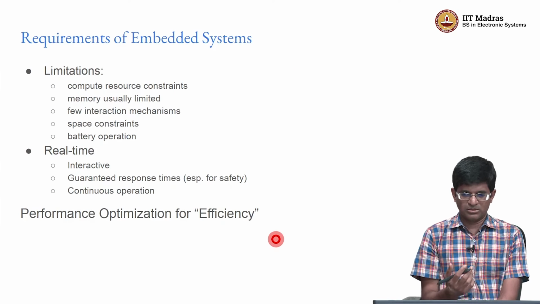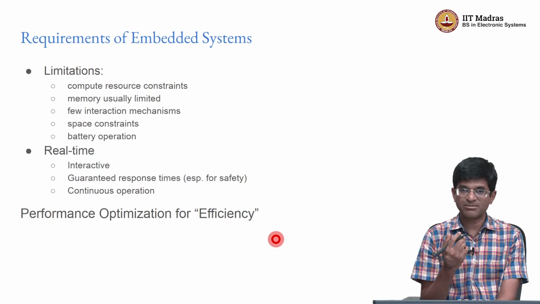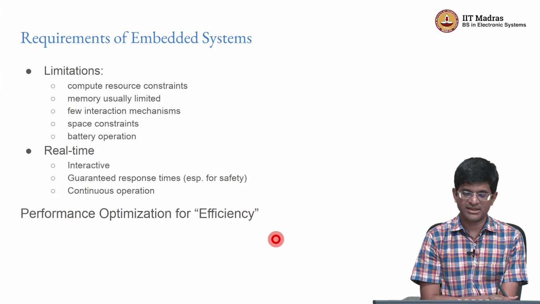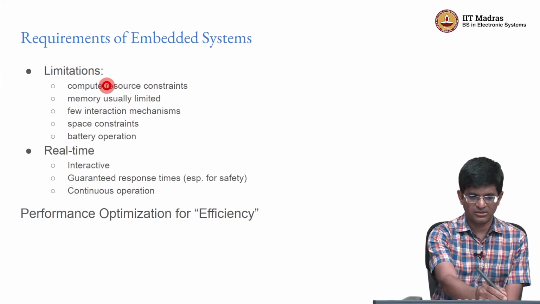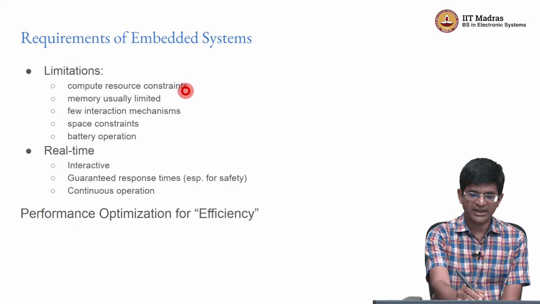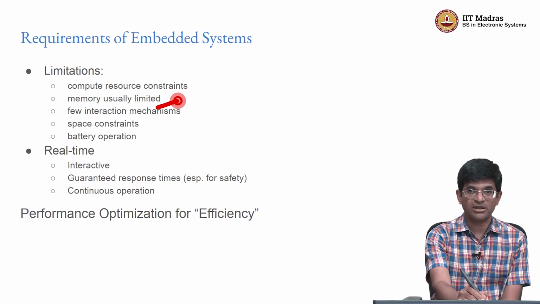So with all of this in mind, and having seen that there are very specific kinds of functionality that you expect out of an embedded system, let's also look at some requirements of embedded systems, right. The first and foremost in some sense is a series of limitations. Effectively, an embedded system is putting limits on what you can do. There are typically tight constraints on the kind of computing resources available to you. You do not have a very powerful processor. The memory available on most embedded systems is typically very limited.